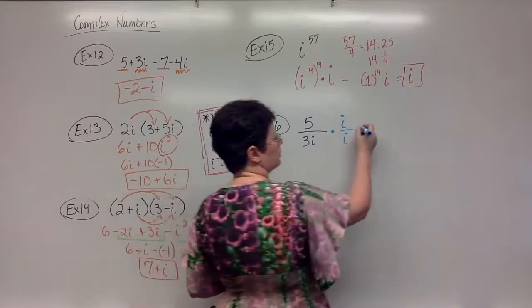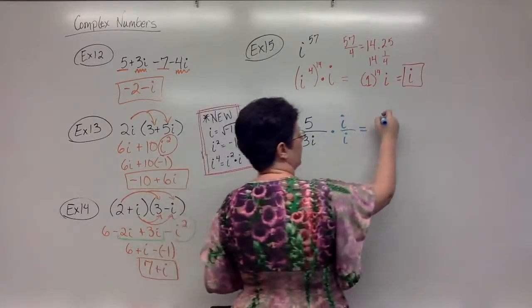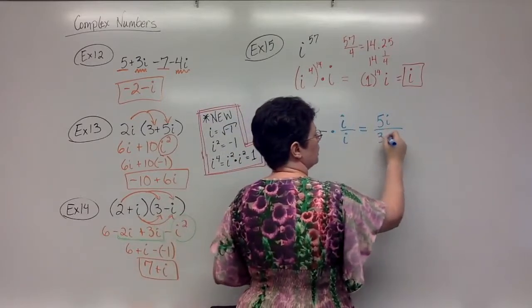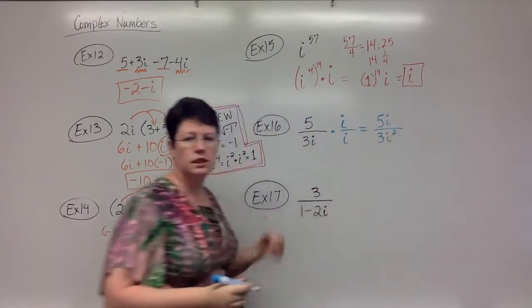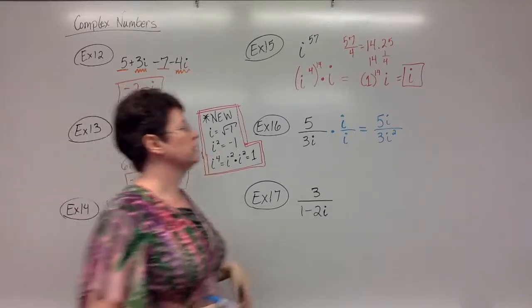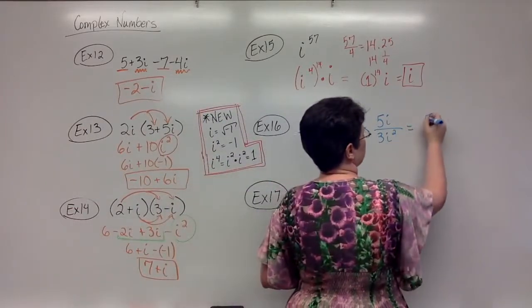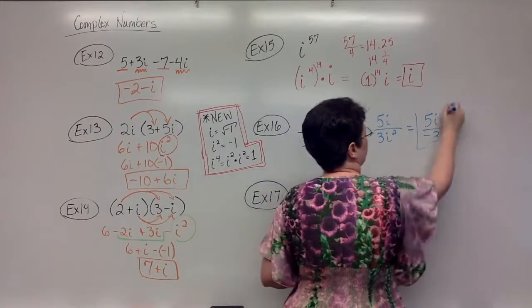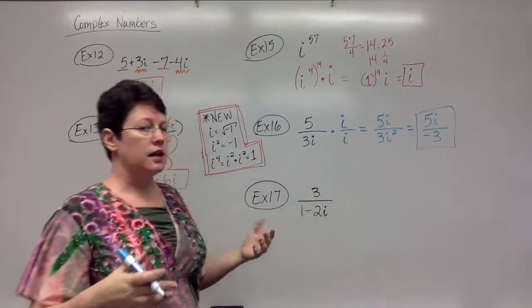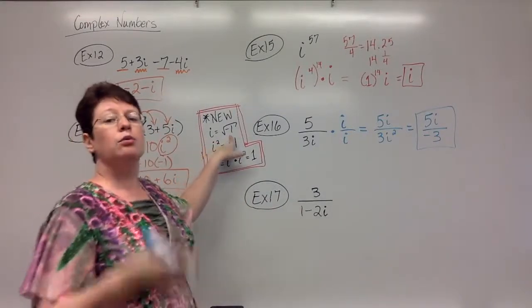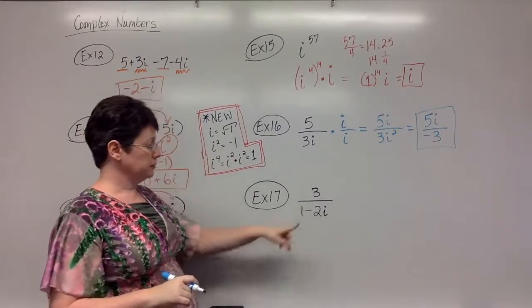So on top, now we're multiplying, no big deal. I get a 5i. On the bottom, 3i squared. Ding, ding, ding, ding, ding. Boom. i squared is negative 1. So this becomes 5i divided by negative 3. Because i is technically a radical, and we don't want radicals in the denominator, we're going to multiply to get it up to the top.